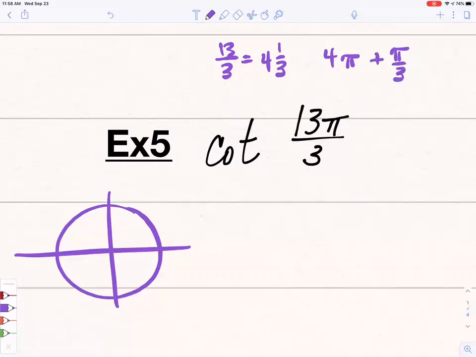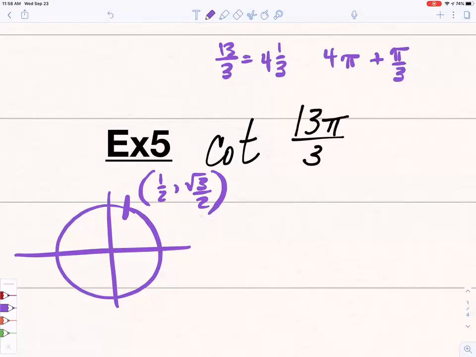You could also count your way around. If you count your way around, you know that this is going to end up being 12 pi over 3. 12/3 is 4 pi. Okay, so if this is 12, you go one more pi over 3 to get there. All right, so coordinate. I beat you. 1/2, root 3 over 2.